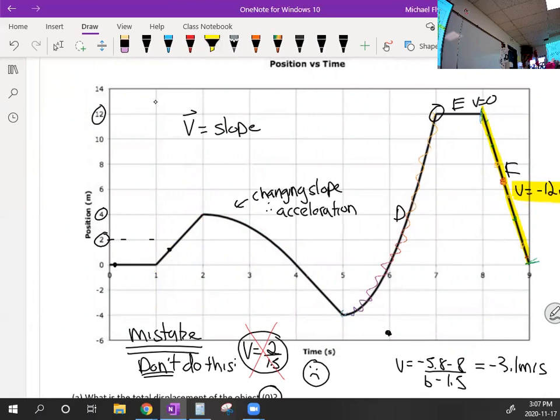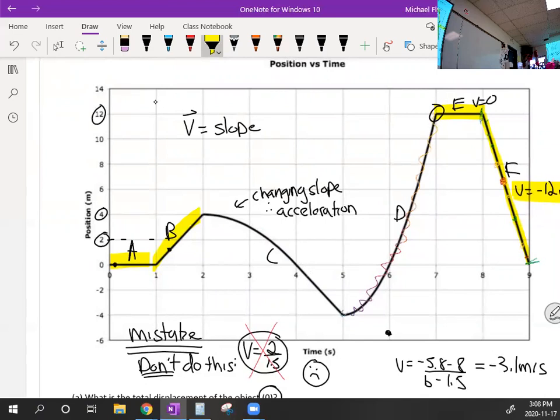So at A, B, and this is C over here. At A and B and E and F, so let me highlight those sections. These yellow sections here, the line is not curved. They're all straight lines.